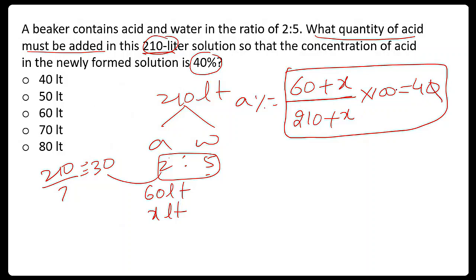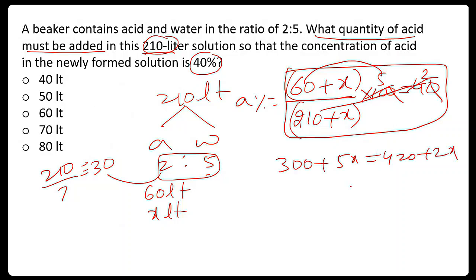If I simplify, the 0s get cancelled, 2 2s, 2 5s, and if I multiply this further, 60 plus X over 210 plus X equals 2 by 5. Cross multiplication: 300 plus 5x equals 420 plus 2x. So 3x is equal to 120, x is equal to 40. The quantity of acid added is 40 liters. Option 1. So all those who responded with 40, you guys are absolutely right. So the answer is 40.